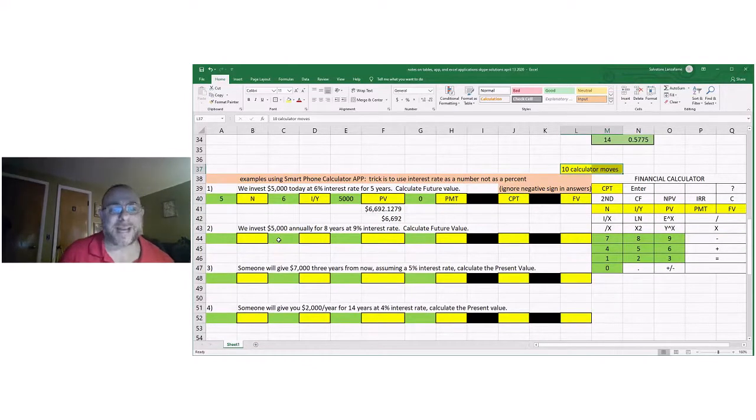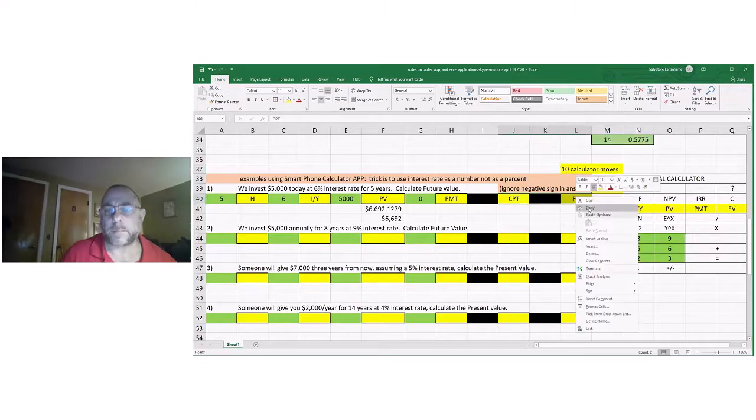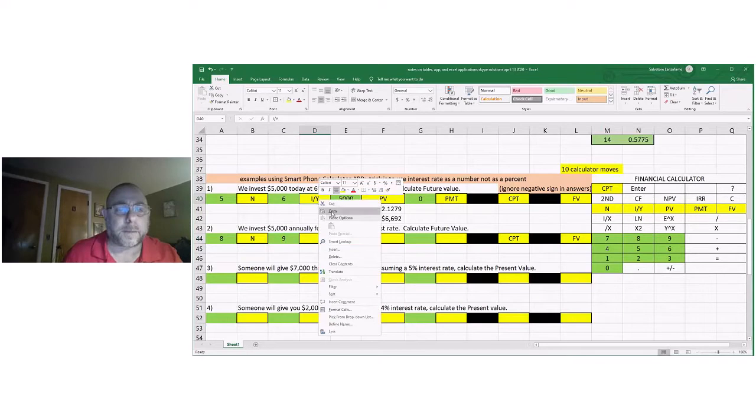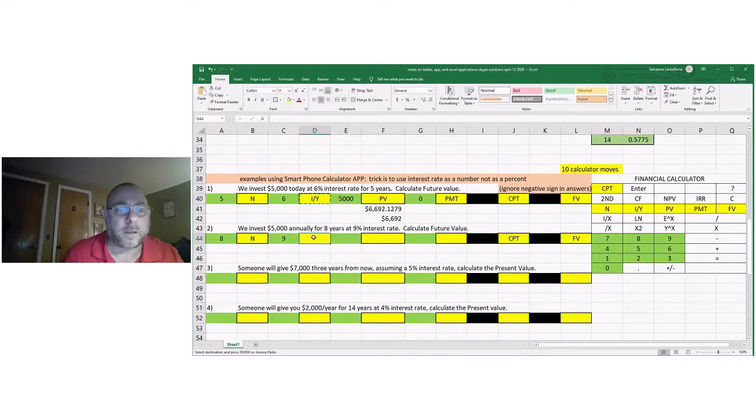We invest $5,000 annually for 8 years at 9% interest rate. Again, calculate future value. Well, I know when I get to the end, I'm going to have to compute future value. But let's go through the steps. So what do I have here? I want to do the N first. So number of years, 8N. What's my interest rate? 9. So type in 9 and then IY, with my little I.